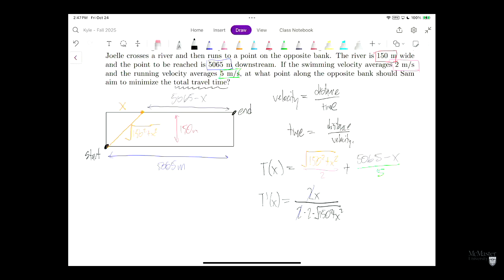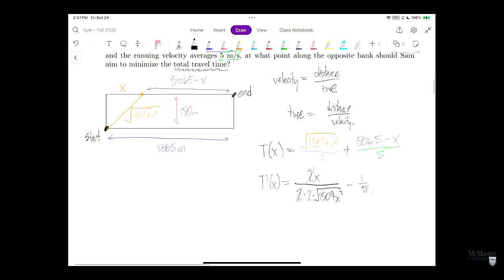Next, we're going to take the derivative of this line. That's just the slope of the line, so minus 1/5. And to search for the critical numbers, we're going to set our derivative equal to 0. So in that case, we can solve by cross-multiplying. So we have, well, let's write it one more time. X over 2 times root of 150 squared plus x squared is equal to 1/5.